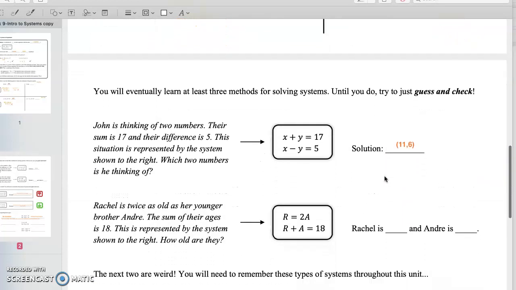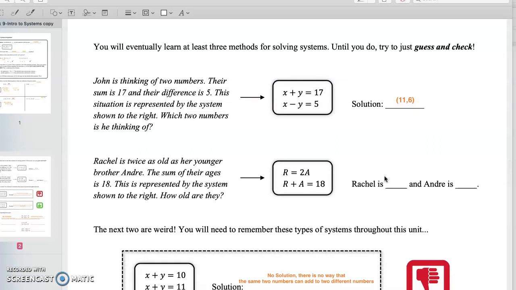Okay? The next one, we want you to kind of guess and check. There's going to be a way on the notes that you can do this. And if you want to try it, please do. But you can also guess and check if you'd like, all right? We did the first one for you. If we put 11 and 6 in here and add them, it will add up to 17. But 11 minus 6 is also 5. So that is why the solution to this is 11 and 6, because it makes both the problems true.